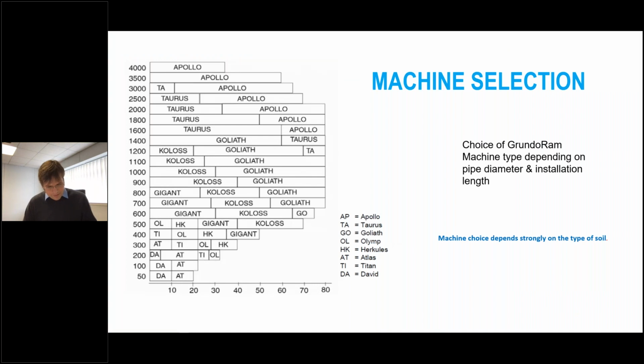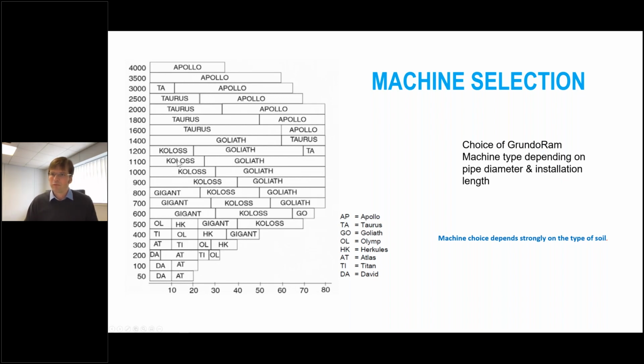Selecting the right size rammer for the job is absolutely essential. As we said, it depends on the length and the diameter of the pipe that you want to install, but also on the soil conditions. This diagram that I'm showing you here only shows the installation length on the x-axis and the outer diameter of the product pipe on the y-axis. So you see that we can ram from 50 millimeter pipes all the way up to 4,000 millimeters. So 4 meter diameter.